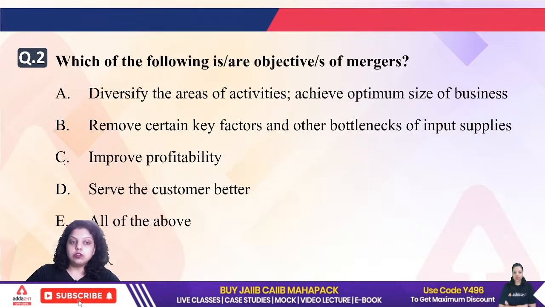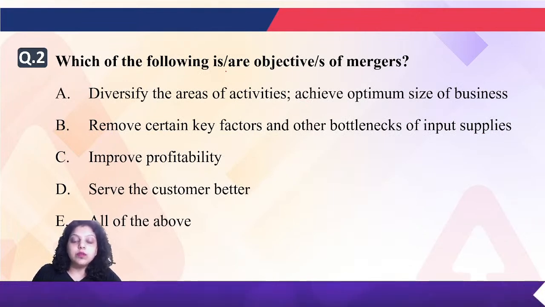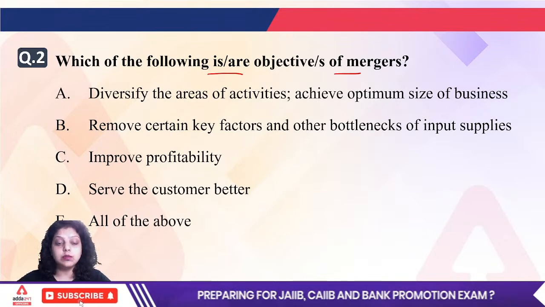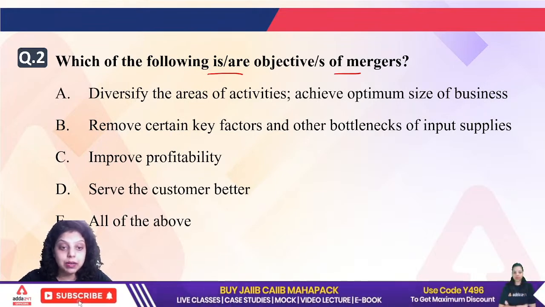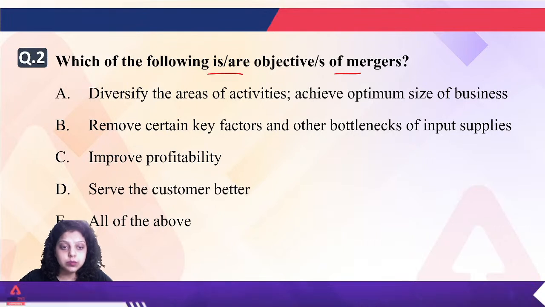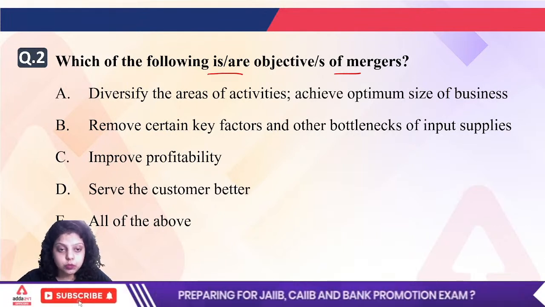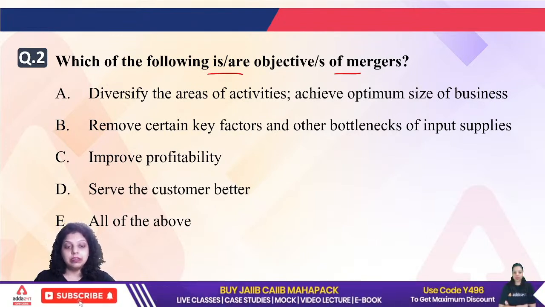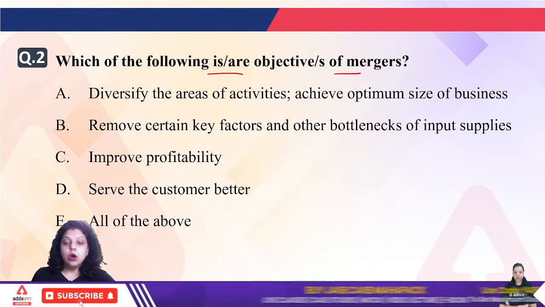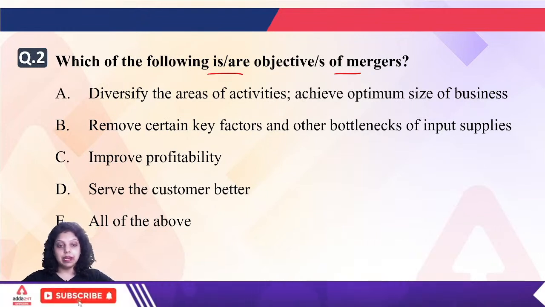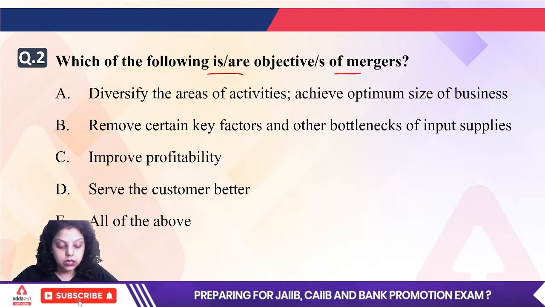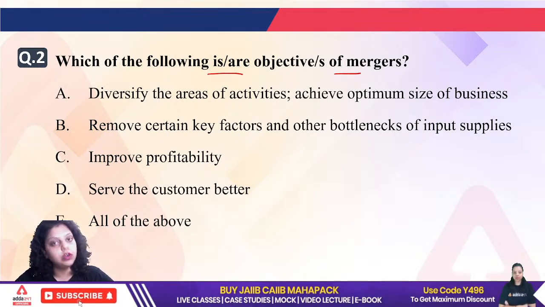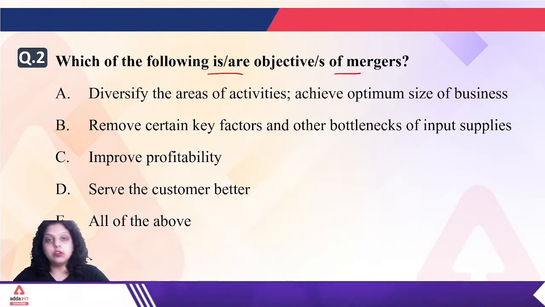Now the second question is asking which of the following is an objective of merger. We have heard certain terms: merger, joint venture, acquisition, amalgamation. These are very common terms in day-to-day investment news, banking news, or any other sector news. In all of these, companies are coming together on a single platform to work for a particular period of time or for a lifetime. So what does merger mean? What is the objective of merger?